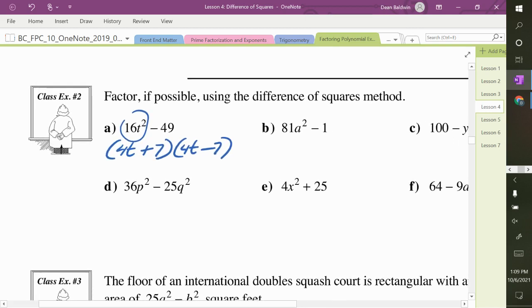So what about B? Can you square root 81? Yes. Can you square root a squared? Yes. Can you square root 1? Yes. So what does it factor to? 9a plus 1, 9a minus 1. That's it.